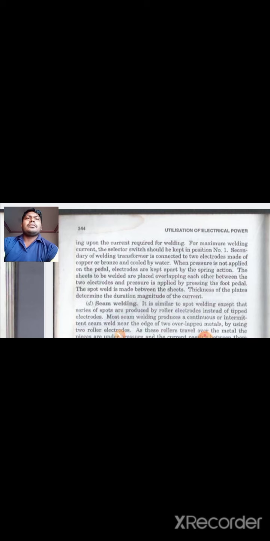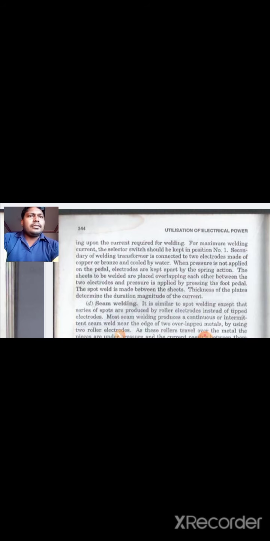Secondary of welding transformer is connected to two electrodes made of copper or bronze, and both are cooled by water. When pressure is not applied on the pedal, electrodes are kept apart by the spring action. Suppose there is no pressure applied by the operator, then the electrodes will be separated, that means they will be just opened up. And when we introduce the job, and by applying our foot to that pedal, we can increase the pressure, thereby keeping it in firm pressure.